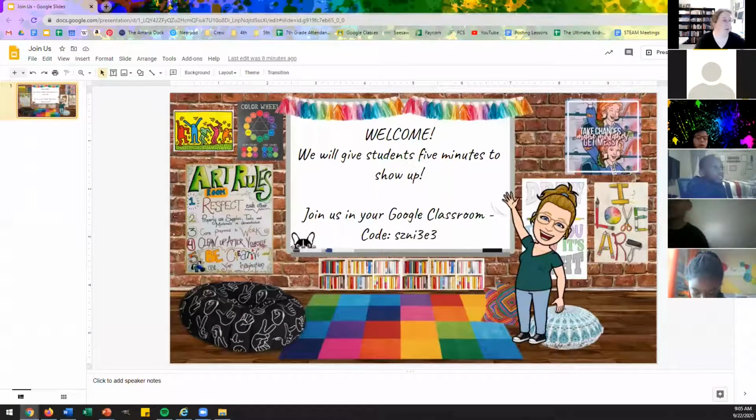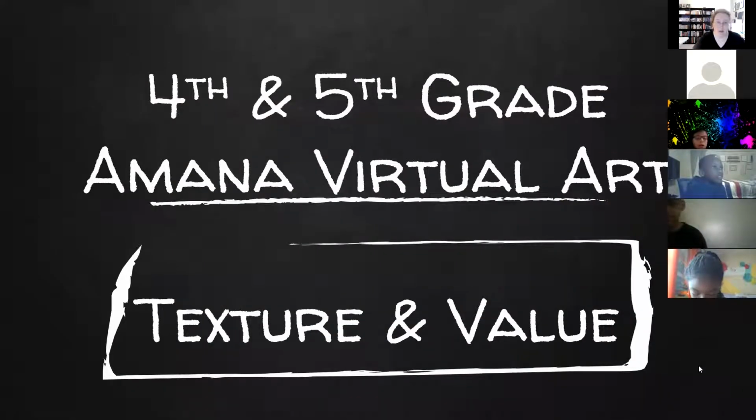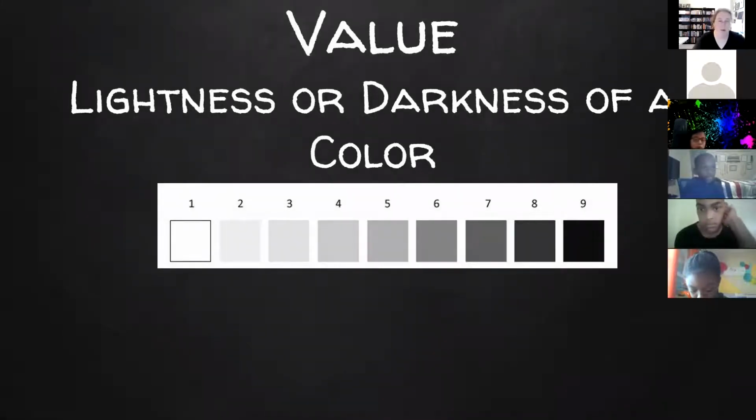You guys are going to be working on texture and value, and we're going to be playing catch up. So first, let's talk about the last two elements of art, texture and value. Value is the lightness to darkness of a color.